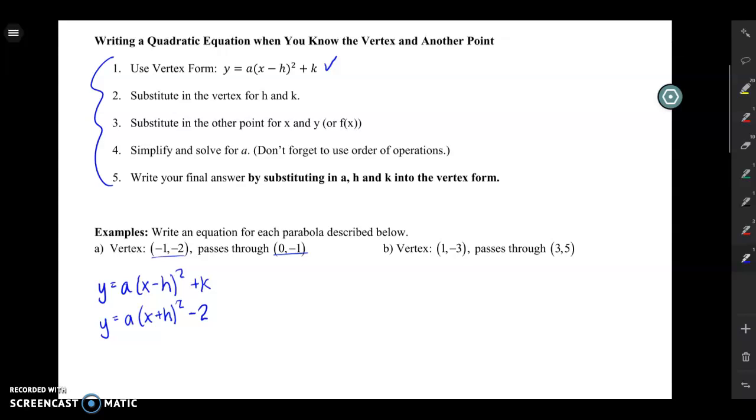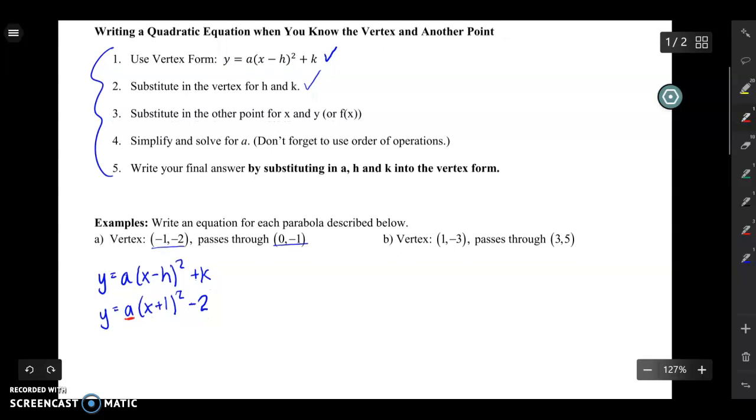As I plug those in, it's going to turn into (x + 1)^2 - 2. The reason it turned into a plus 1 is because it was a minus -1, so it turned into a plus. I wrote 1 instead of h so that I'm actually getting rid of some of the variables. Okay, so now I'm almost finished. I've almost got an equation written. The only thing I need to figure out is what my a value is.